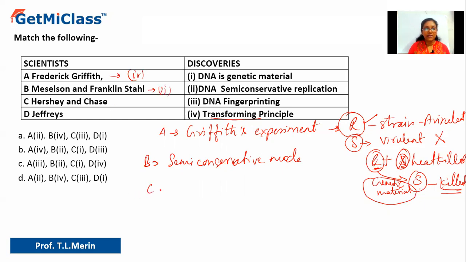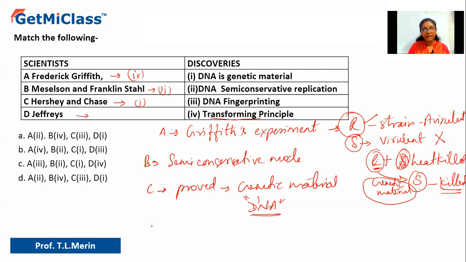The third one, C, says Hershey and Chase. Hershey and Chase did an experiment where they continued Griffith's experiment, where he said that genetic material was responsible for the transforming principle, but he did not know the nature of the genetic material. So Hershey and Chase proved that the genetic material here is nothing but DNA. They proved that DNA was the transforming principle, capable of transforming R strain into S strain, and that the nature of genetic material is DNA. So this should be matching up with the first one.